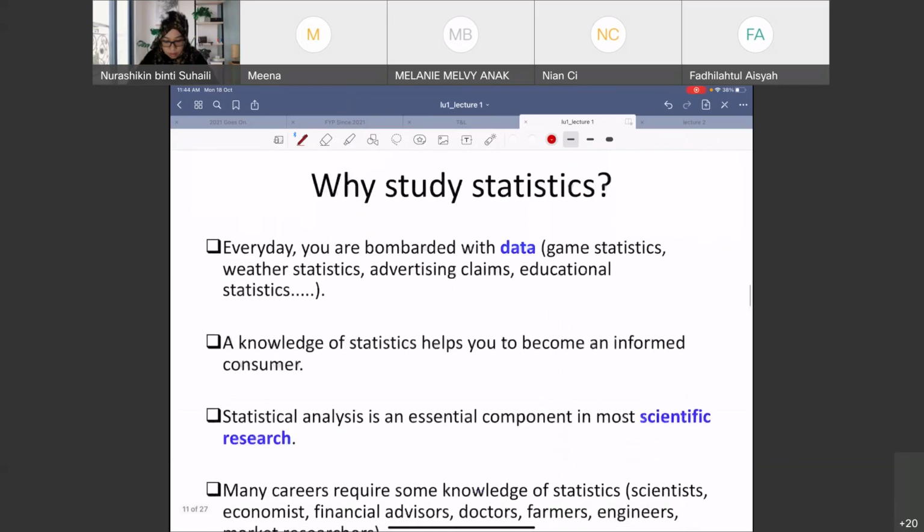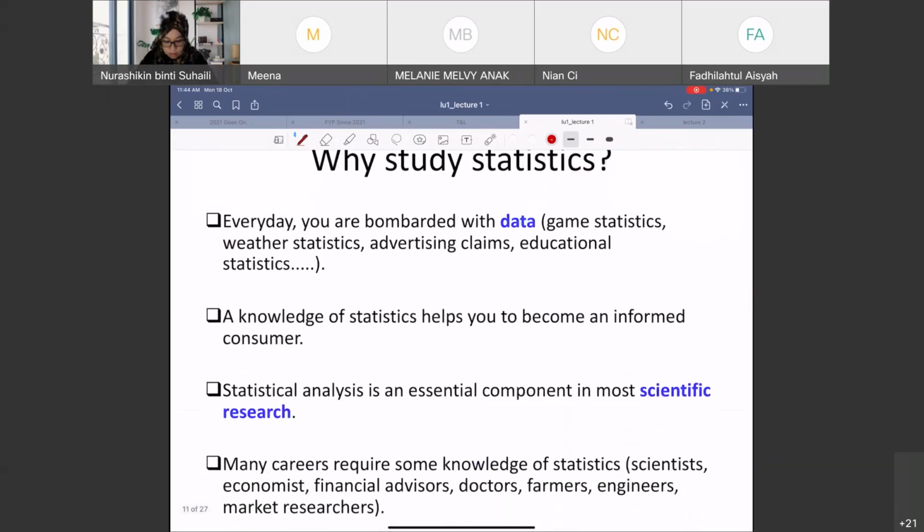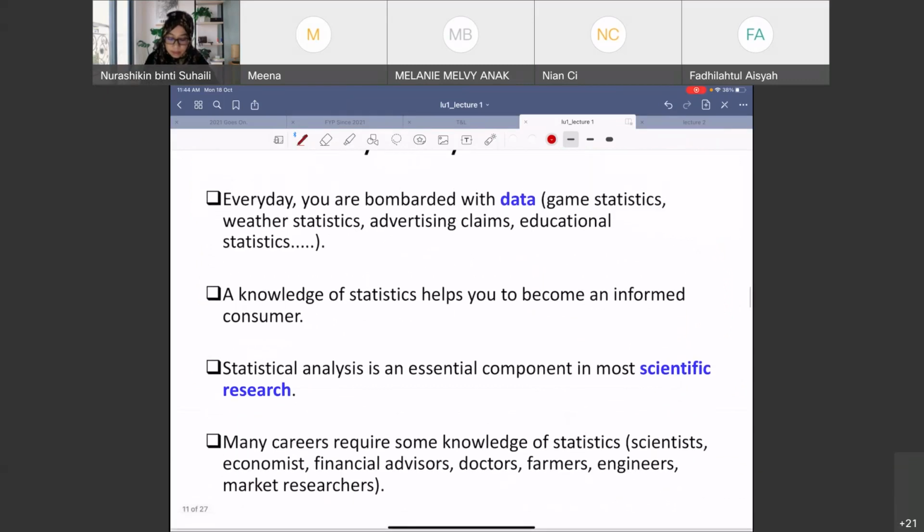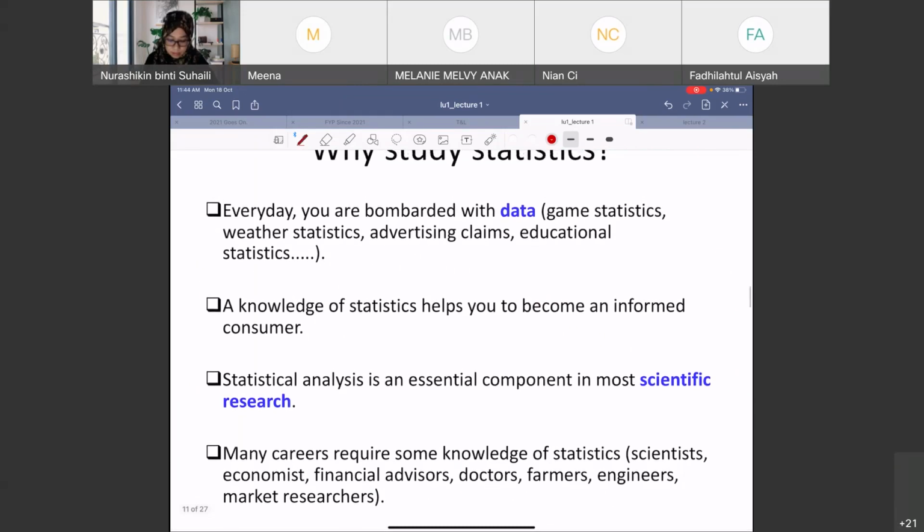Okay, why do we study statistics? Because at the end, you want to make a conclusion about your science. Without statistics, you cannot analyze your science. You cannot analyze your scientific data. You cannot conclude about your science. So that's why statistics is a very important tool that can't be neglected by scientists, especially in research.